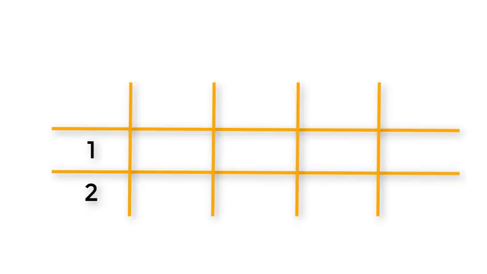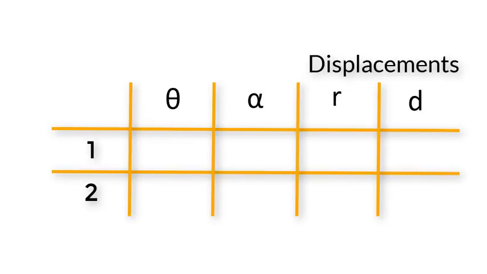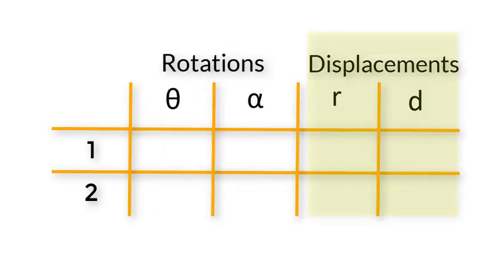The table has 4 columns, one for each parameter. These 4 parameters include everything we need to express both the displacement and the rotation between 2 frames. So if we know these parameters for each pair of frames, then we can get the homogeneous transformation matrix directly. Here's how it works. 2 of the parameters record rotations, and 2 parameters record displacements.